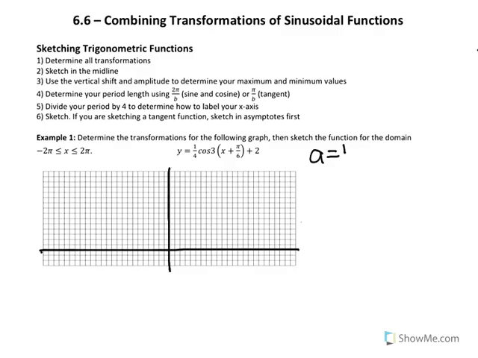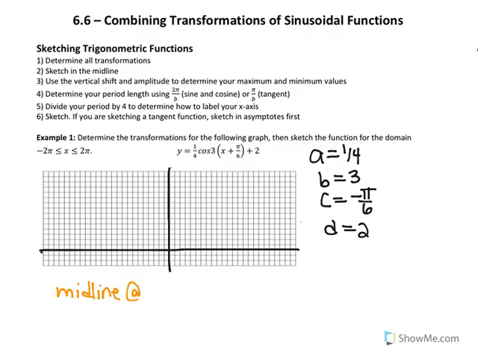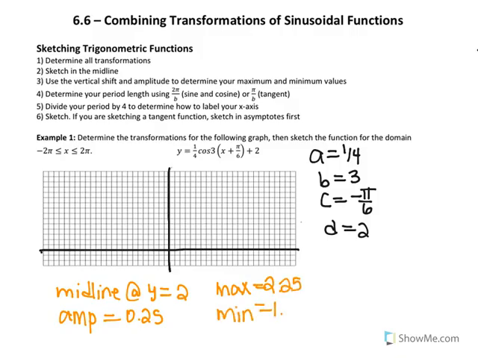So our A value is 1 over 4. Our B value is 3. Our C value is negative pi over 6. And our D value is 2. So what this tells me is that the midline is at 2. It also tells me that the amplitude is 0.25, which will help me find the max, which is going to be 2.25, and the min, which is going to be 1.75.